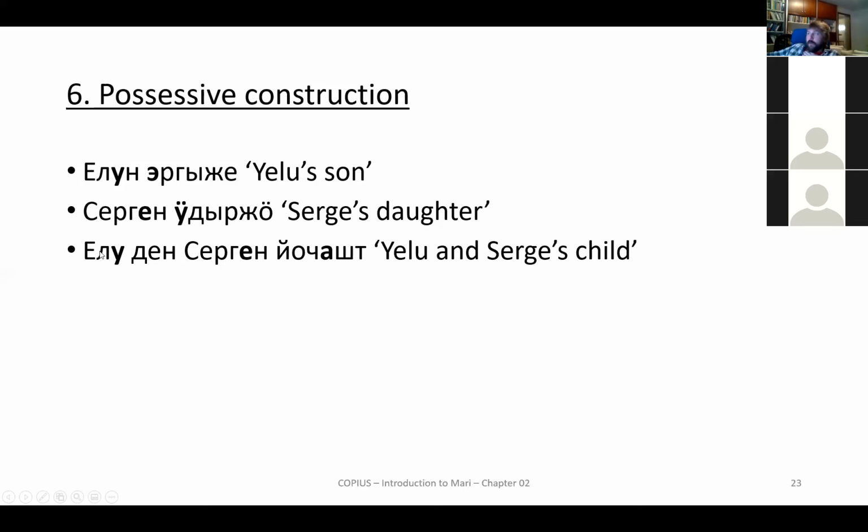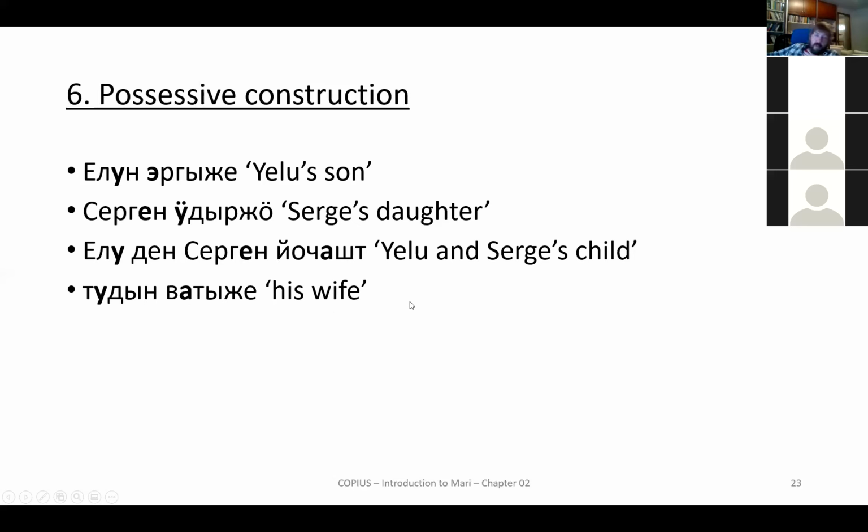One thing to know, if you have Yelu and Sergein, you're chashed. Yelu and Sergei's child. Here, the genitive ending just goes on the second element of this, because what Yelu and Sergei historically actually is, den is with. So it is with Yelu Sergei. And thus you didn't have Sergei as the head of the whole phrase, and it gets the case marking.